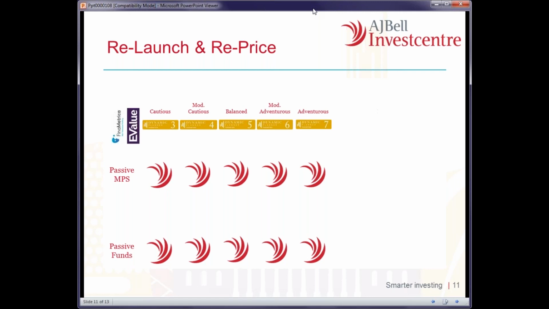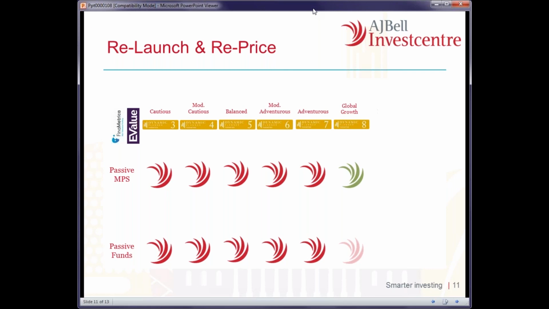We'll continue to map our portfolios to the Finametrica platform. And very shortly, we'd expect to announce a partnership with eValue, where we'll also risk map our portfolios. So there's some of the things that we've done in terms of suitability and attitude to risk on the range so far. We've also extended the range of the portfolios.